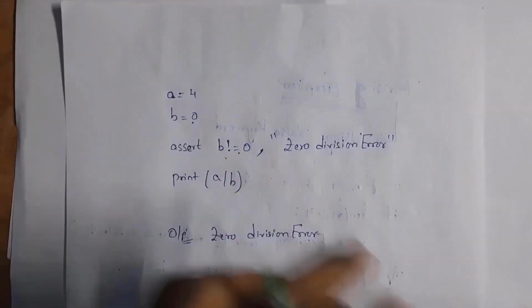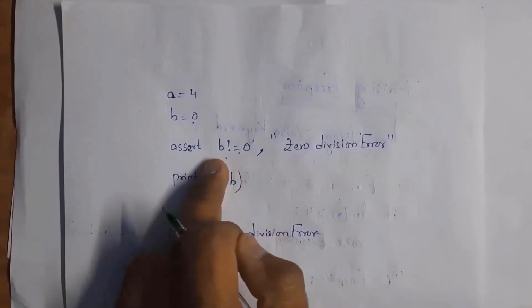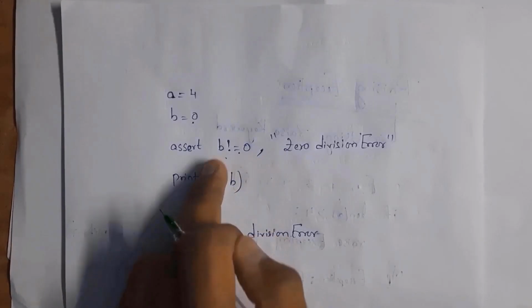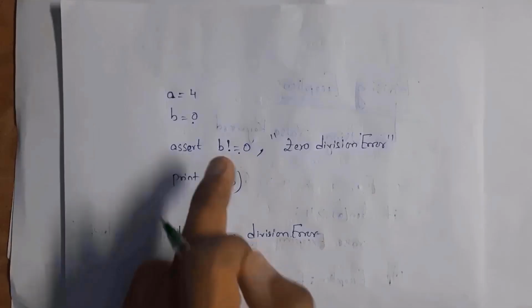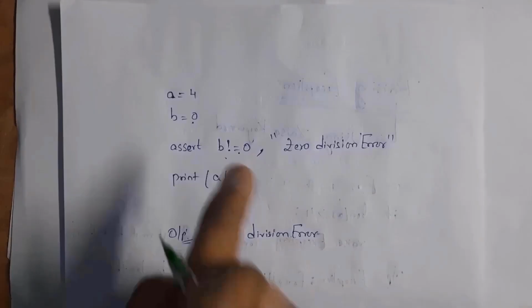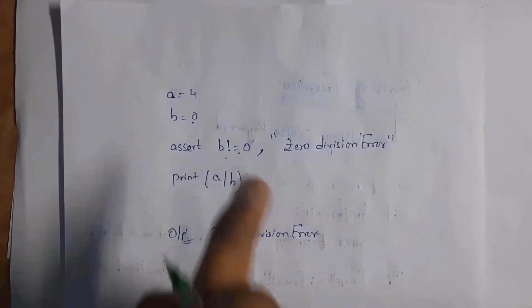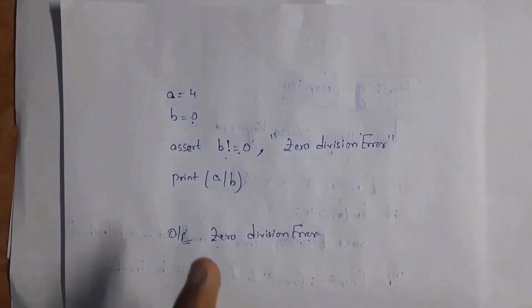But here the b value is equal to 0. This condition is not satisfied. Only if the b value is not equal to 0, then it will continue execution, that is it will print a by b. But here I gave b equal to 0. The condition is not satisfied, so it will not print a by b. It will just display the error message, that is ZeroDivisionError. So I will get the output ZeroDivisionError.